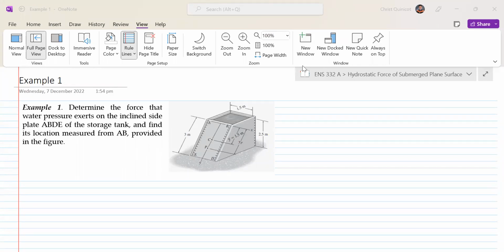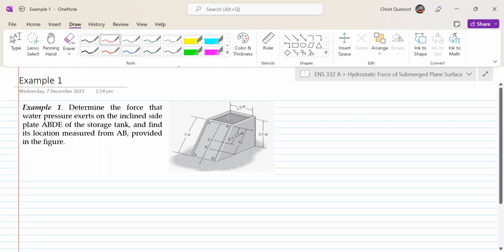Example 1. Determine the force that water pressure exerts on the inclined side plate A, B, D, E of the storage tank and find its location measured from AB provided in the figure. Now our AB is at the very top, which is at the level of our free surface, right? And then we have our inclined plane A, B, D, E.